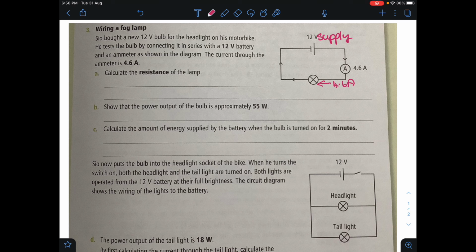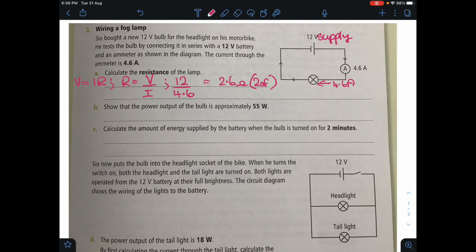Okay, so we know that V equals IR. So R is going to be V over I. Now, because all of the supply voltage goes through the lamp, we can use 12 over the 4.6, and when you calculate that, you get 2.6 ohms to two significant figures. Okay.